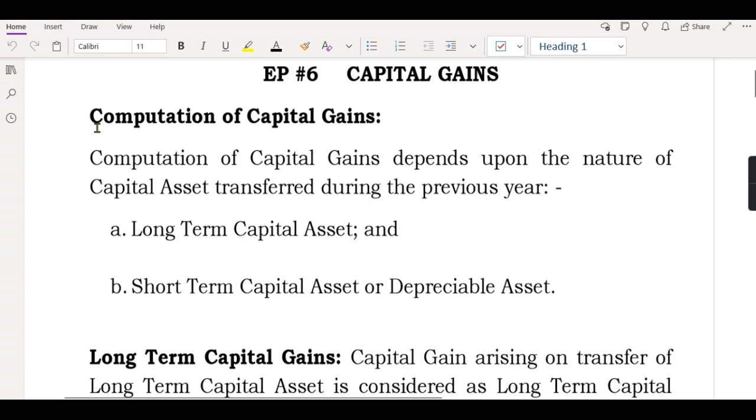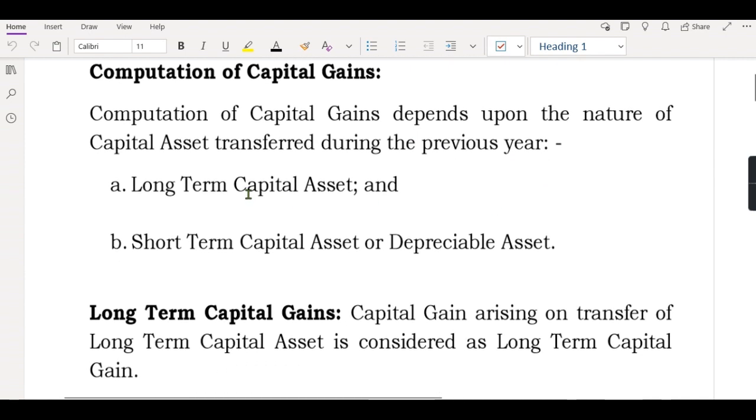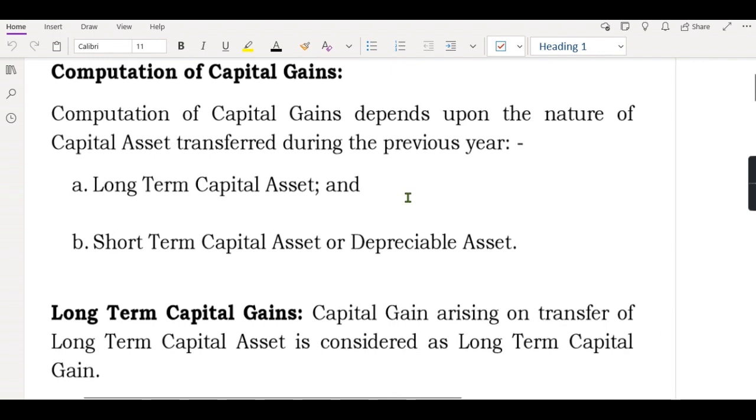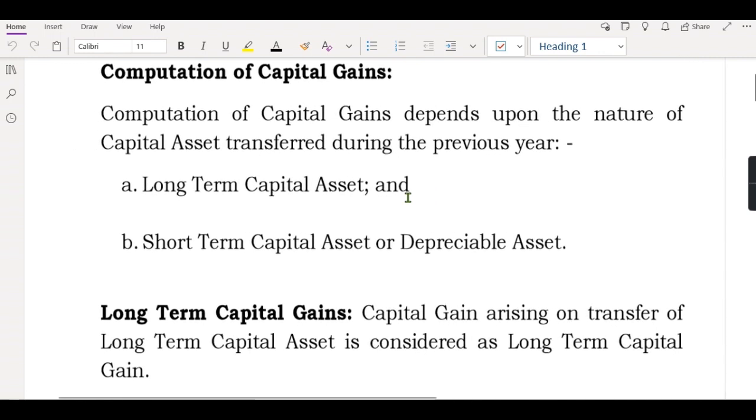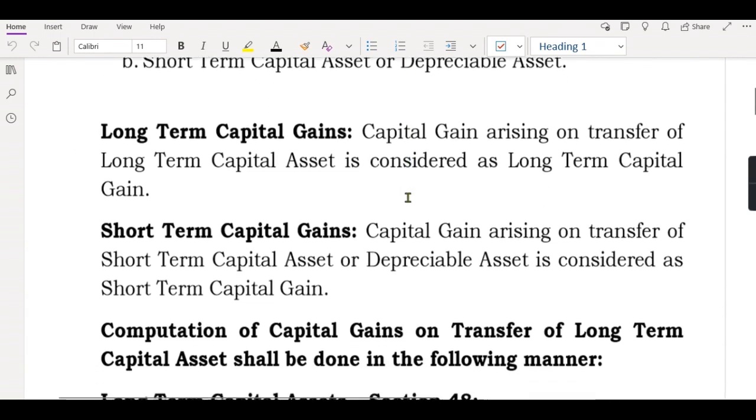Computation of capital gains depends upon the nature of capital asset transferred during the previous year, namely A. long-term capital assets and B. short-term capital asset or depreciable assets.